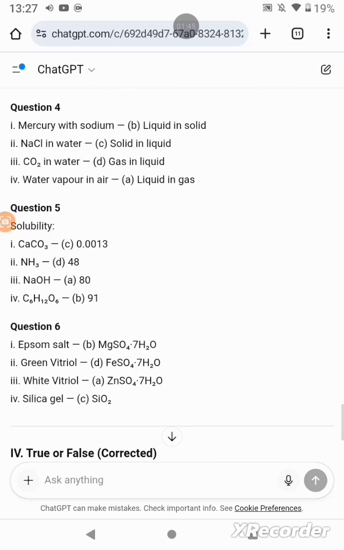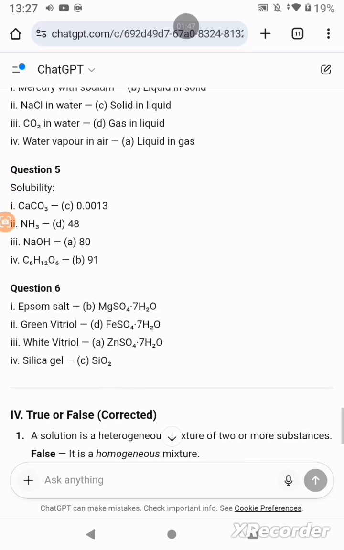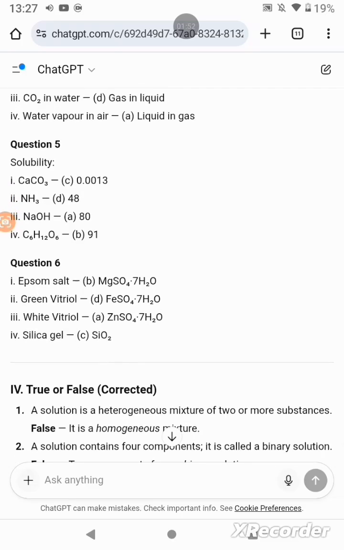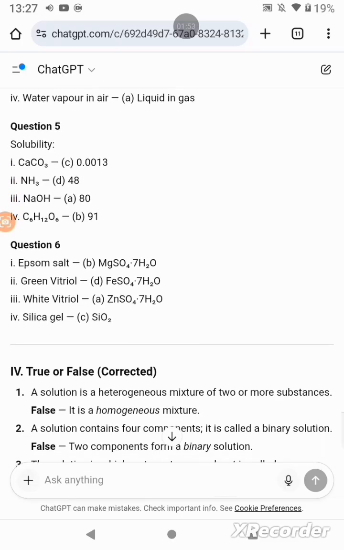Question 4. Mercury with sodium: liquid in solid. NaCl in water: solid in liquid. CO2 in water: gas in liquid. Water vapor in air: liquid and gas.